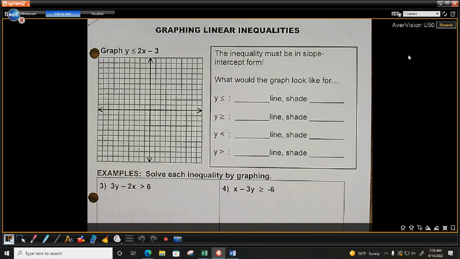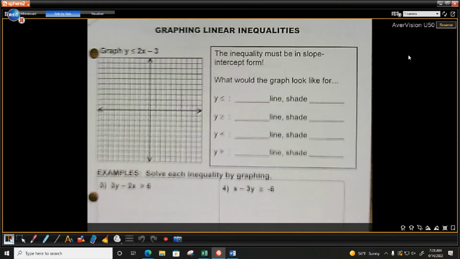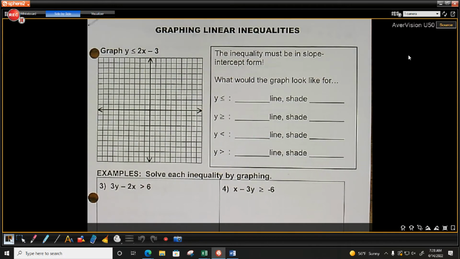Okay, so we are going to do graphing linear inequalities, and graphing linear systems of linear inequalities. We've done inequalities before, but only with one variable. Now we're going to do inequalities with two variables. It's essentially the same as graphing your lines. The main difference is that you're going to have two different types of lines. You are going to have solid lines, and you are going to have dashed lines.